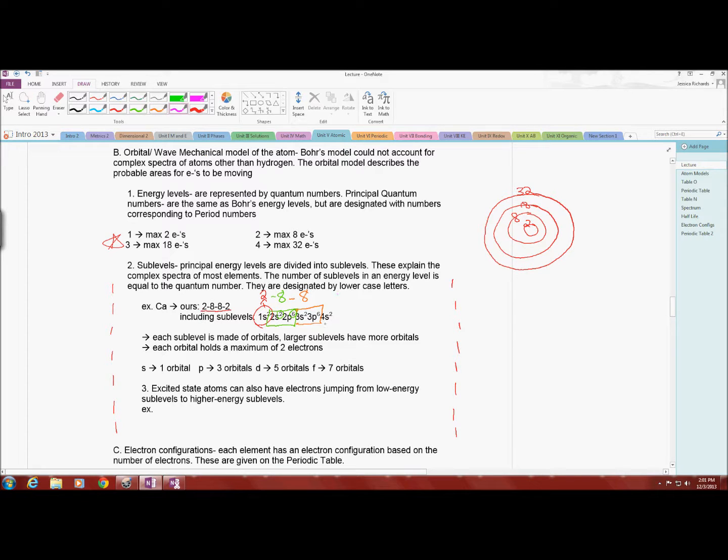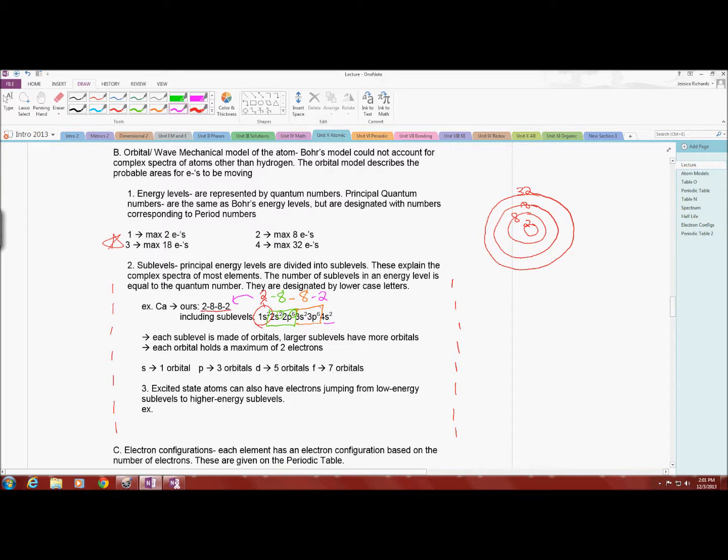And then there's just this 4s down here, so it says in the fourth principal energy level, there's 2 electrons that live in an s sublevel. So it's basically saying the exact same thing as ours, it's just more detailed. Bohr's model couldn't explain all of the different spectral lines. There wasn't enough variation. There wasn't enough choices for the electrons to jump around to.